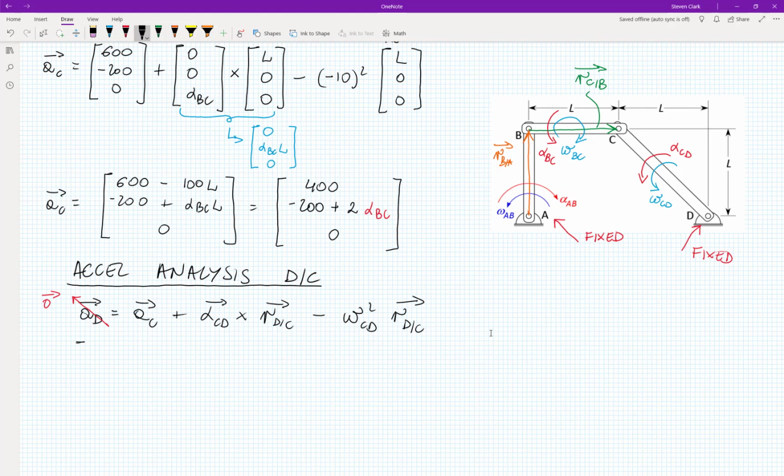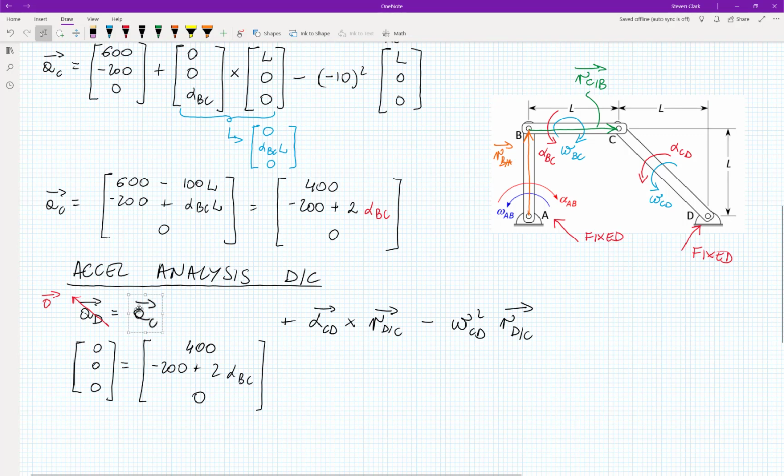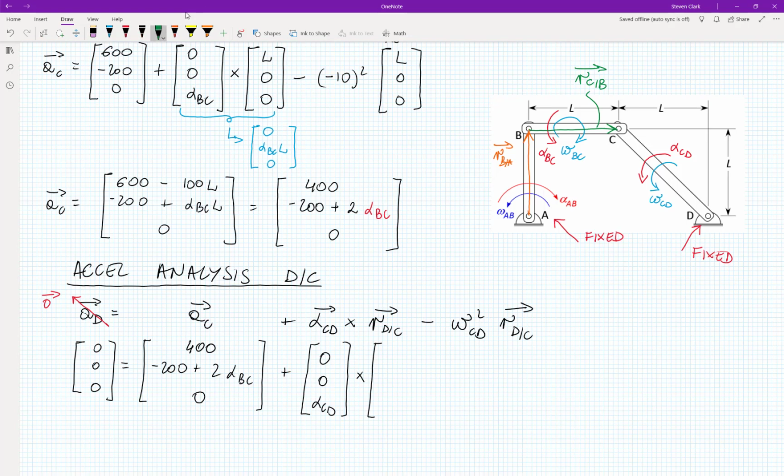And we can write in here 0, 0, 0. That is equal to A_C. A_C we found in the previous step. So in here I'm gonna write 400 minus 200 plus 2 alpha_BC, 0. Plus that alpha, but we don't know that alpha, yes? So let's again assume that it rotates in a positive fashion. 0, 0, alpha_CD. Oh, and that guy. I must draw that guy. I'm gonna use green for it.